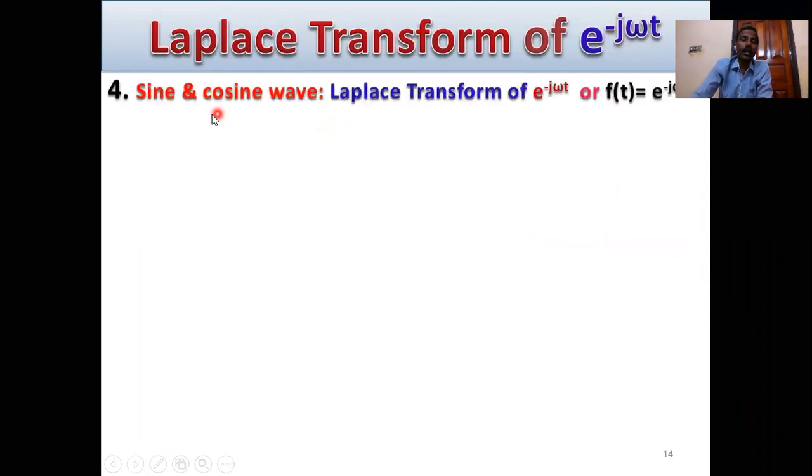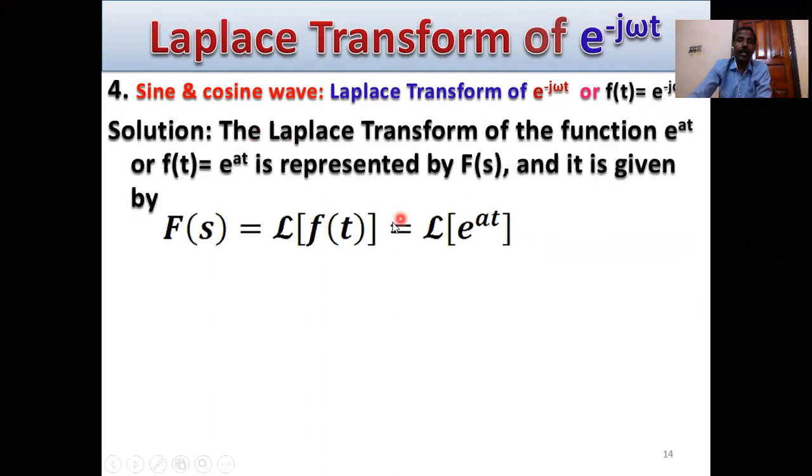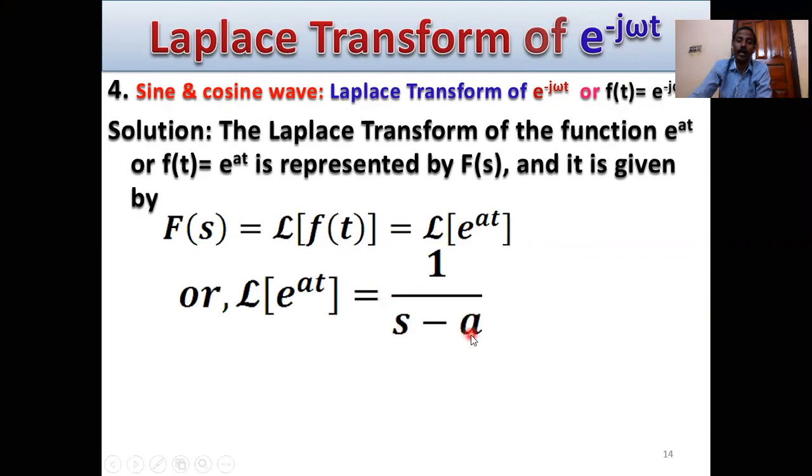Then put again e to the power minus j omega t. That means a equals minus j omega. What is the problem? The Laplace transform of the sine and cosine wave, or of f of t equals e to the power minus j omega t. What is the solution? Laplace transform of f of t equals Laplace transform of e to the power at. This is the solution: 1 by s minus a.